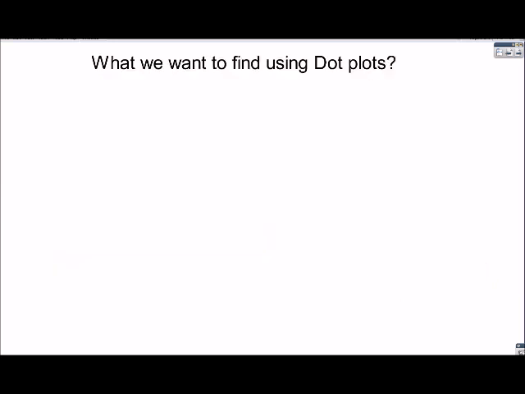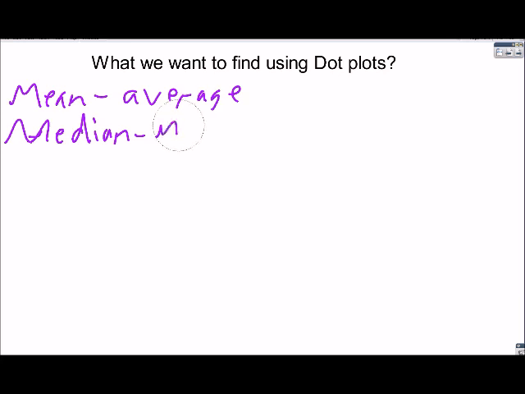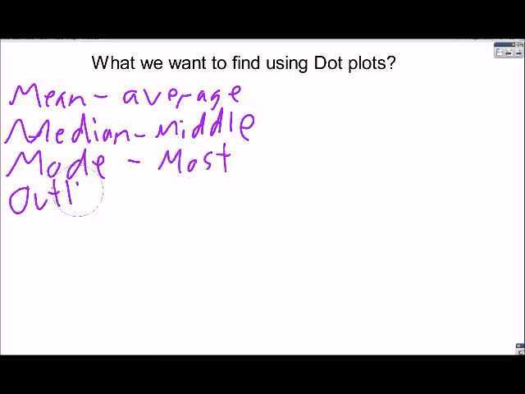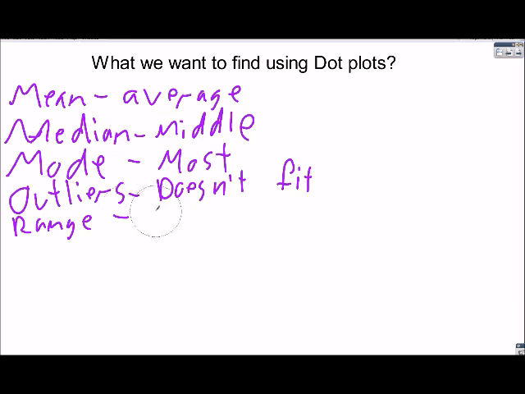Dot plots. Okay, dot plots help us find mean, which is the average. Let's find the median, which is the middle. The mode, which is the most. Outliers, that's stuff that doesn't fit. Range. And that's how far apart.